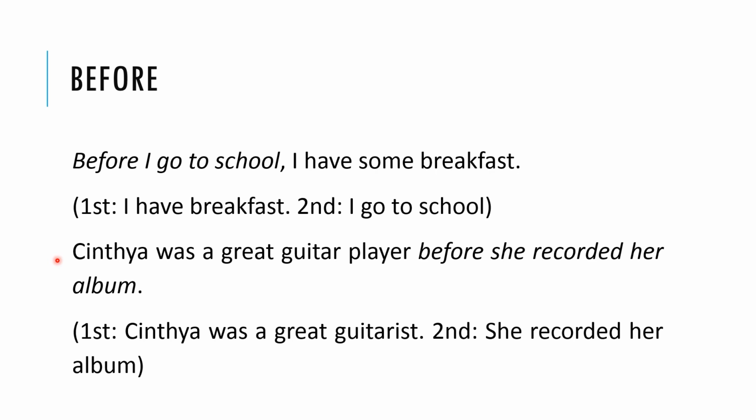Cynthia was a great guitar player before she recorded her album. Again, we have two events. Cynthia was a great guitar player, and the second event is she recorded her album. But which event happened first? The first one is Cynthia was a great guitarist, and the second one is she recorded her album. It's like a logical order. In order to record her album, first she needed to become a great guitar player.